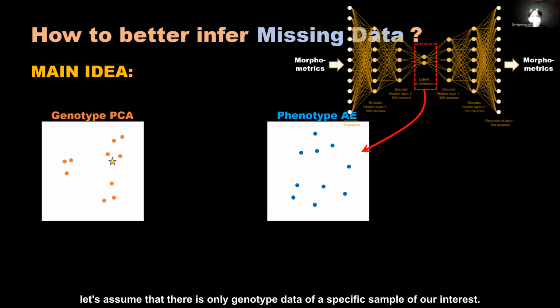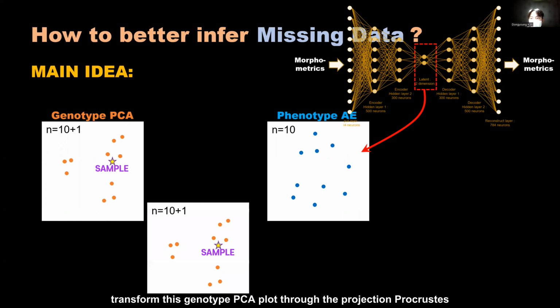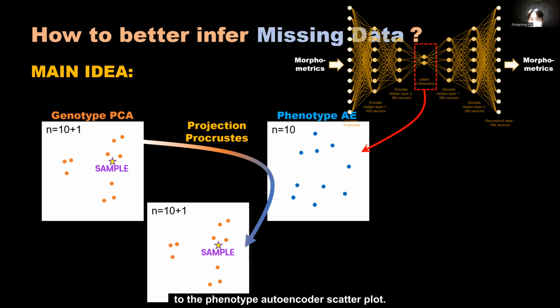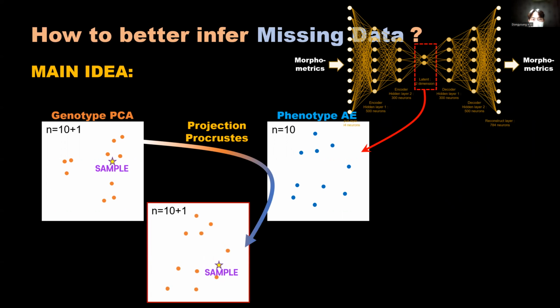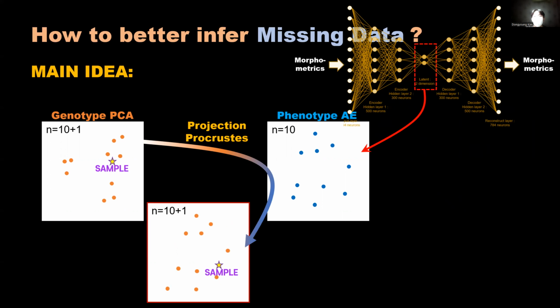Here, let's assume that there is only genotype data of a specific sample of our interest. So the number of samples would be one more in the genotype data. After that, transform the genotype PCA plot through the projection Procrustes to the phenotype autoencoder scatter plot, like this. And so the genotype data will look very similar to the phenotype autoencoder.